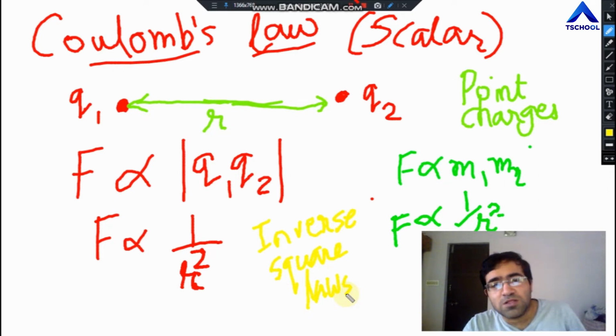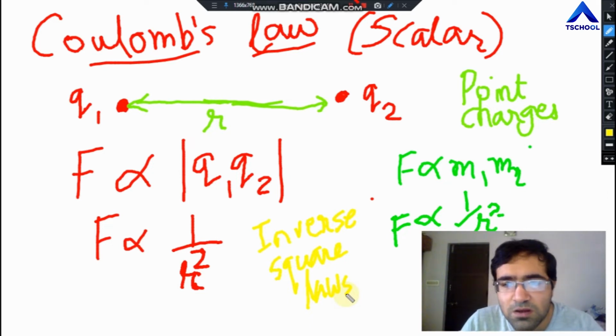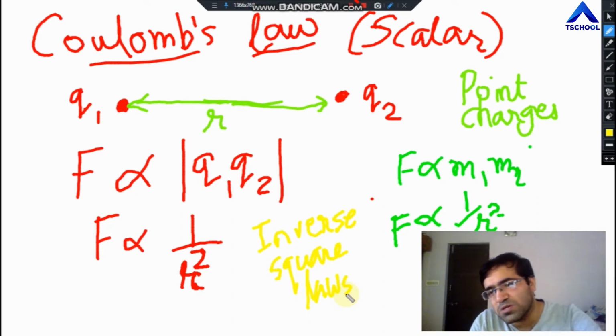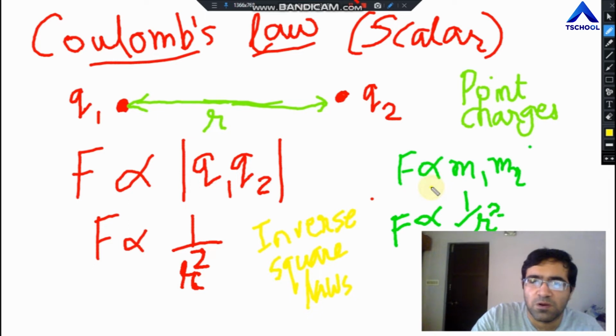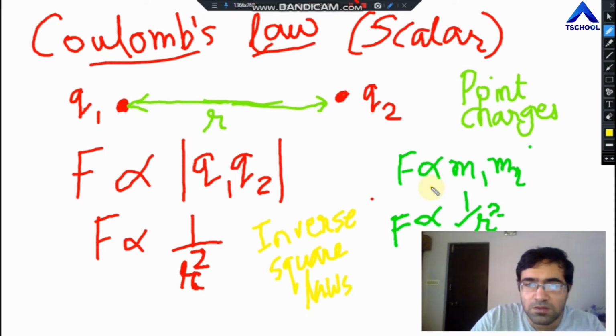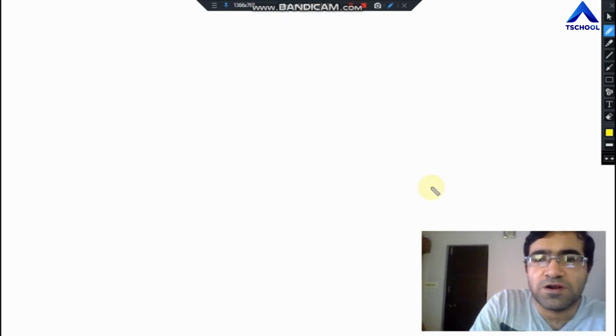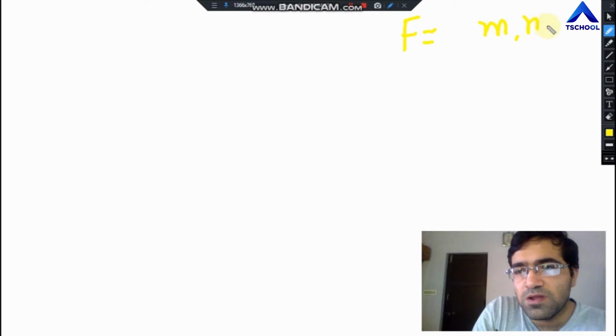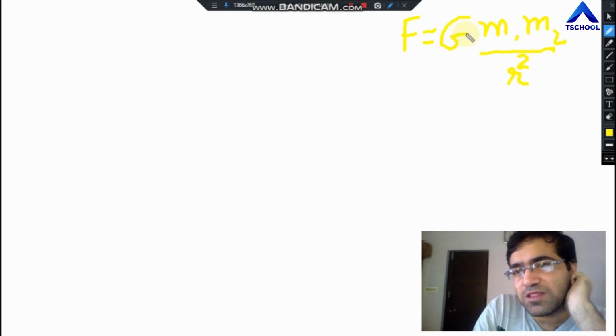Okay, so that's what we have for Coulomb's law, and you can see the similarities with Newton's law of gravitation. Now, just like for the gravitational force between two objects, when we remove these proportionality signs, we ultimately have to write a constant. So for gravitation, we write the gravitational force is equal to G m1 m2 upon r square, right? And here I have to write a constant, and that constant is G, which is the universal gravitational constant.